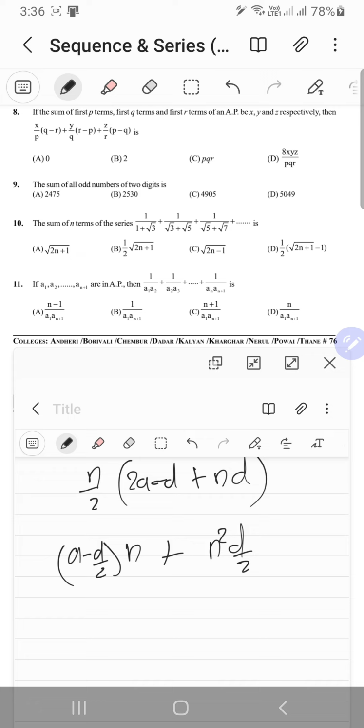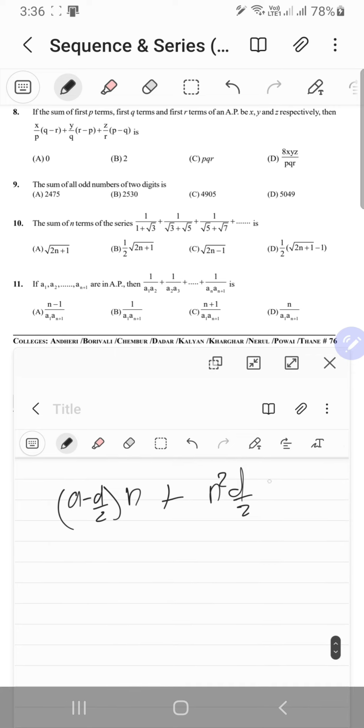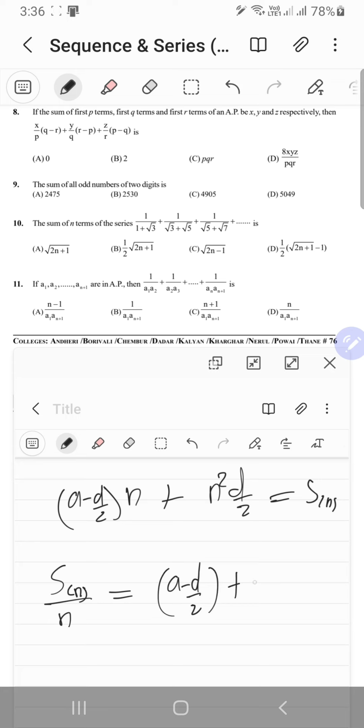Then x upon p. So this is s of n, of course. So s as a function of n upon n, that's just a minus d upon 2 plus n into d upon 2. Cool. And then what? X upon p, and then that times q minus r for some reason. Why is this multiplied by q minus r?